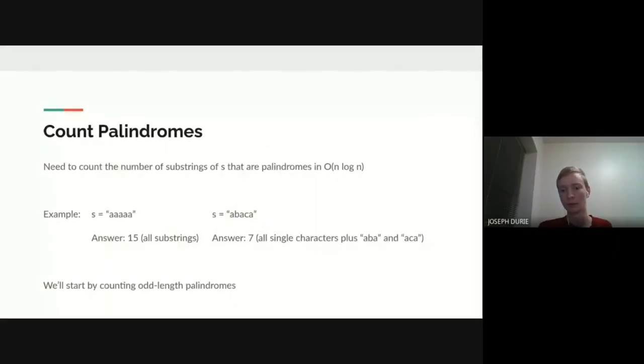So S might be a palindrome, or it might not. We're basically just trying to count, out of all the substrings of S, how many are palindromes. That may or may not include the entire string. In the first one, the whole string is going to be one of those 15 palindromes. But every other substring is also just a series of A's, so those are all also going to be palindromes.